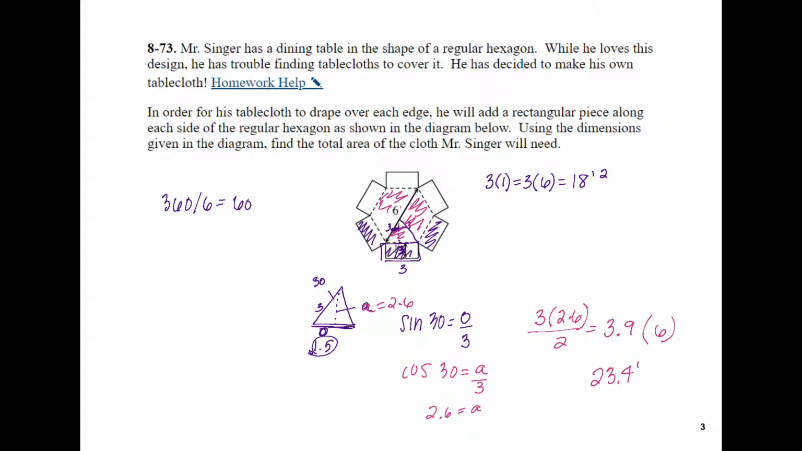So when we find the total area, we need to add 18 to 23.4, which would give us approximately 41.4 feet squared of fabric that he needs.